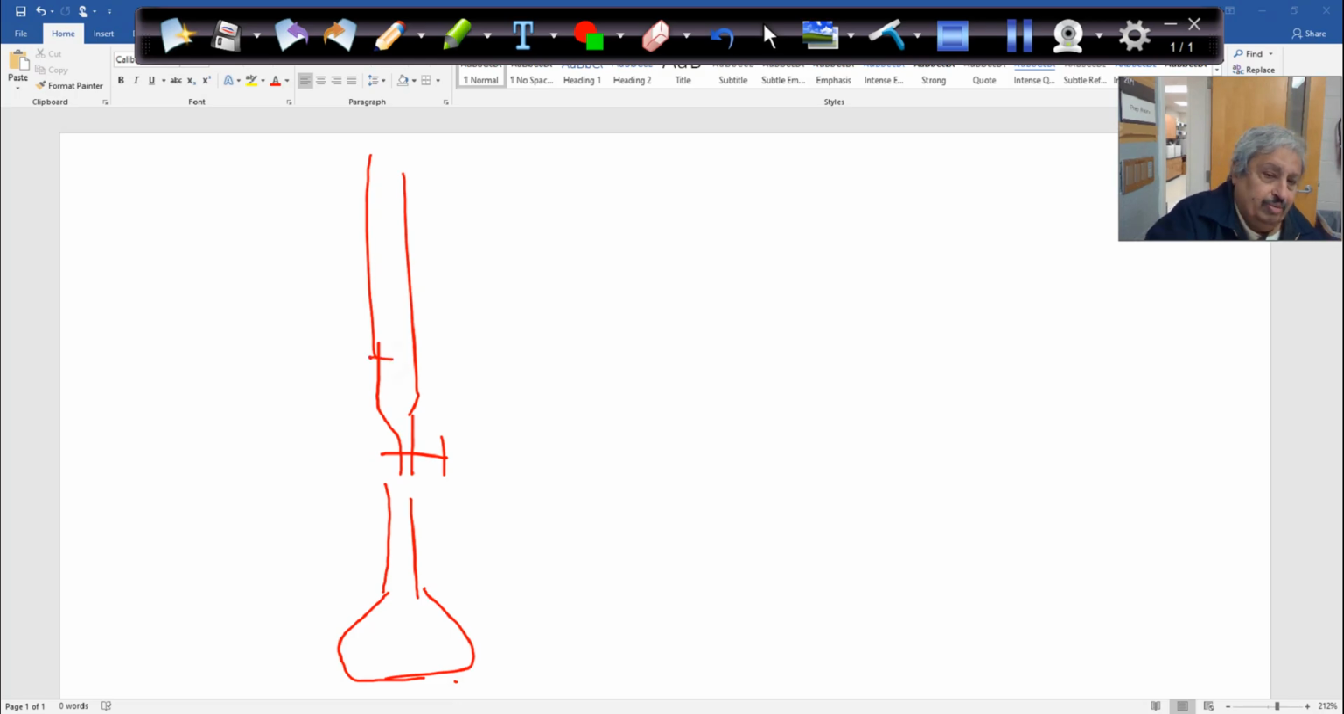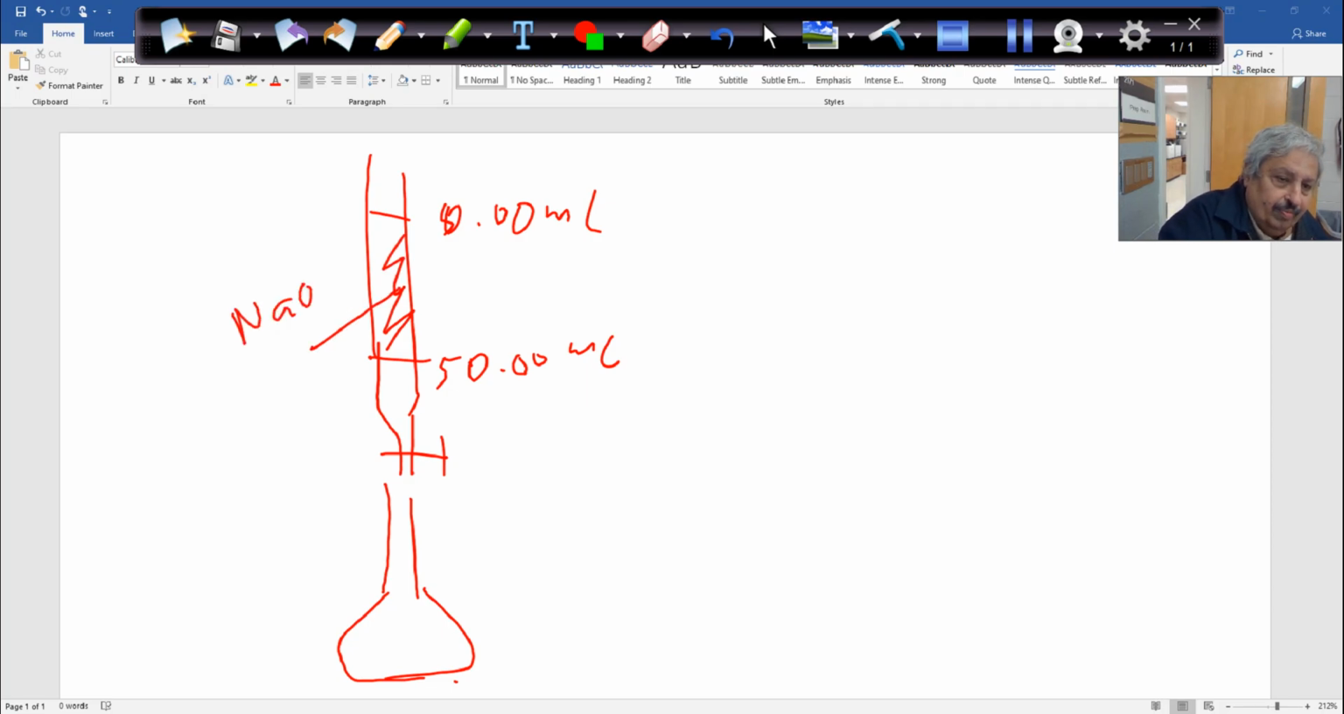Correct? That's the burette from 0.00 mL to 50 mL, and we had sodium hydroxide here. It has a concentration of 0.9850 molar. And then that's the burette. And then you did all titration with vinegar.